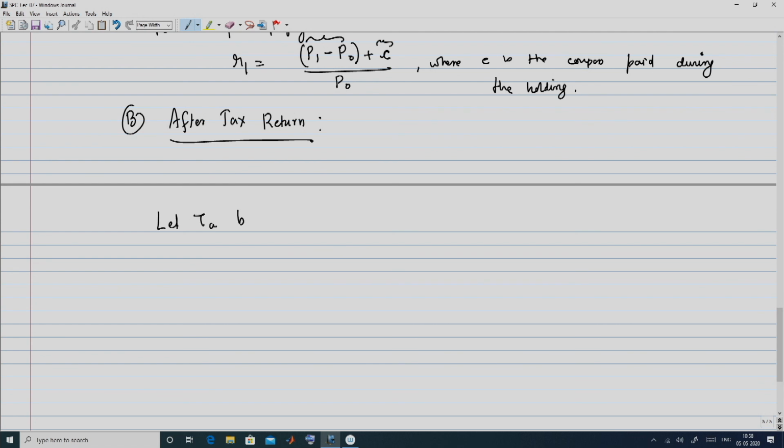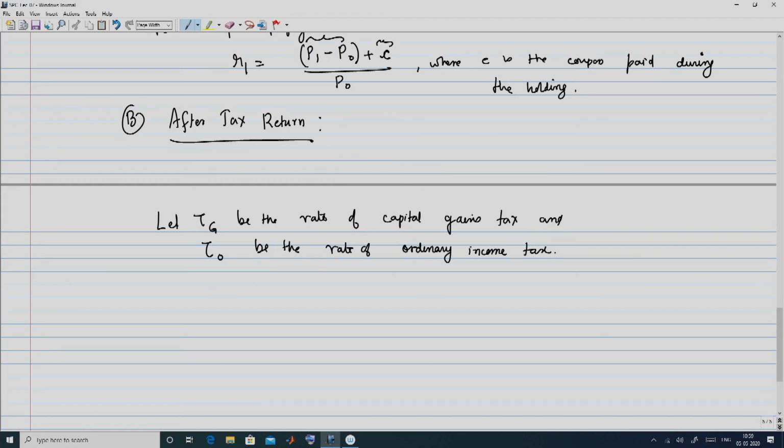So, let tau A be the rate of capital gains tax and tau O be the rate of ordinary income tax. So, this means that tau G that you have here. So, this is tau G, not A. So, just make this correction. This is tau G. So, G stands for capital gains.